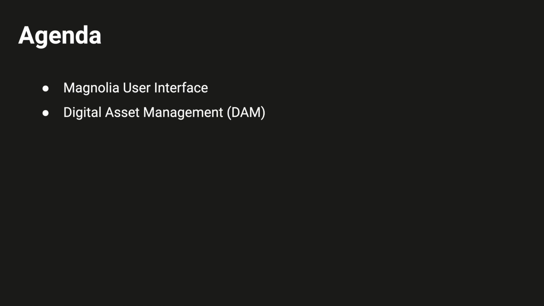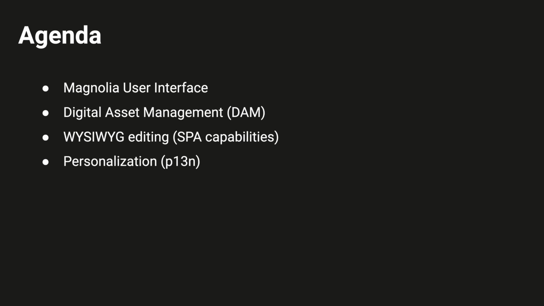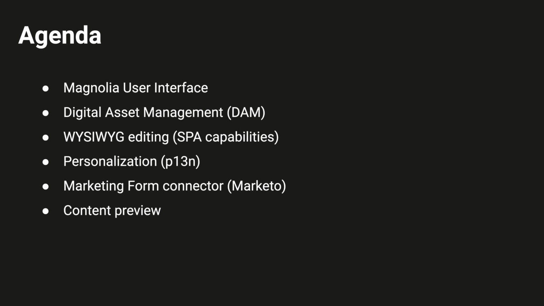On today's agenda, we'll be looking at the Magnolia user interface, the digital asset manager, the WYSIWYG editing capabilities, including that for spot capabilities, which means that you can edit with WYSIWYG type capabilities any React, Angular, and Vue.js type app. We're going to add personalization at a component level. We're also going to see a component that is allowing us to connect to Marketo and bring a form into Magnolia. We'll take a look at content preview as well as workflow. Let's get started.